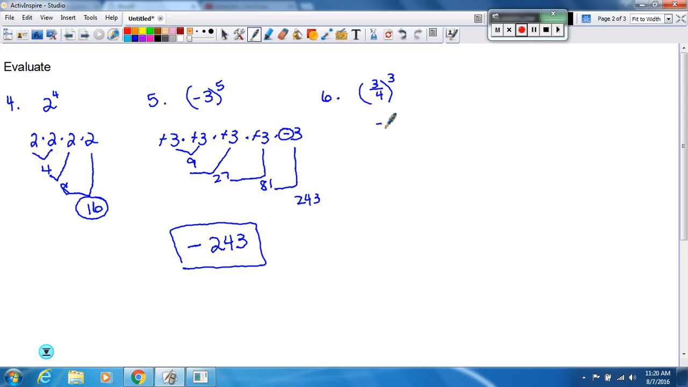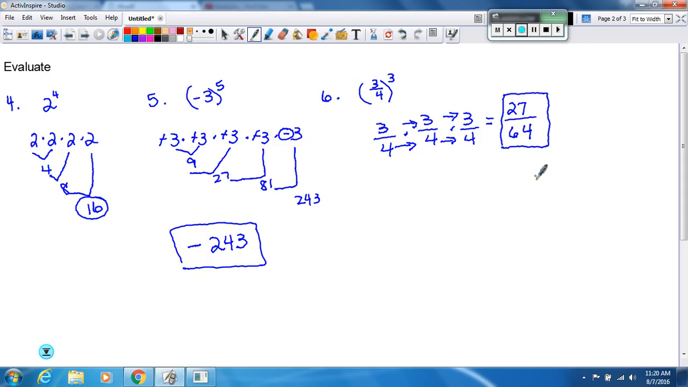Number 6 is 3/4. You got 3 of those. With multiplication with fractions, you go straight across. So 3 times 3 is 9. 9 times 3 is 27. And 4 times 4 is 16. 16 times 4 is 64. So 27 over 64 is the answer to number 6.